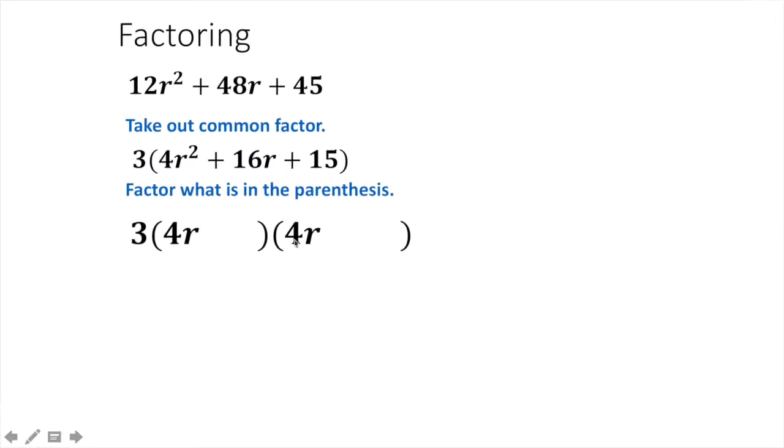Now I know that this is wrong. 4r times 4r gives me 16r squared, not 4r squared. So we know this is wrong. I've got too much there. We're going to take out what we don't need a little bit later.